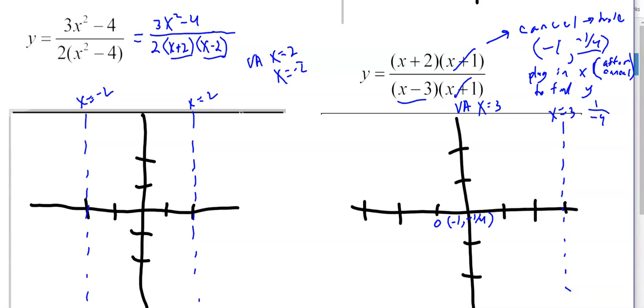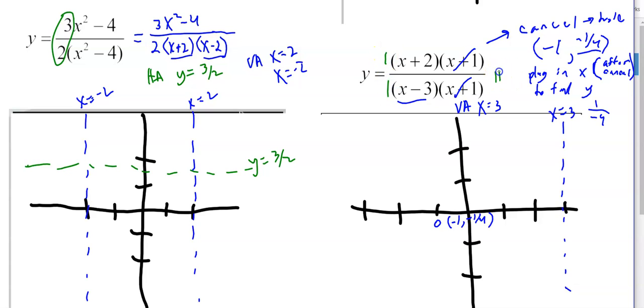This one is the same degree, so you divide the leading coefficients, so there's a horizontal asymptote at y equals 3 halves, which is 1.5. So right about here, y equals 3 halves, or 1.5 there. And this one, same degree, top and bottom, second degree on both. The coefficients are 1 and 1, so there's a horizontal asymptote at y equals 1.